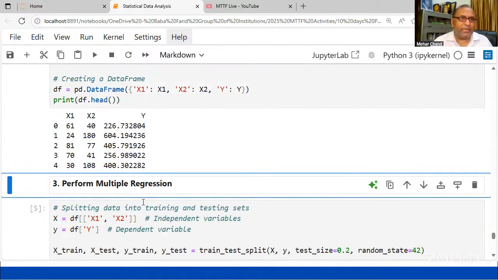So here these are the head of the data set: x1, x2, and y. When you use this head, the first five values will be there. So these are the index 0, 1, 2, 3, 4. This is the x1 variable, then we have x2, and this is y. So these values will be generated. Now then after, we perform multiple regression.